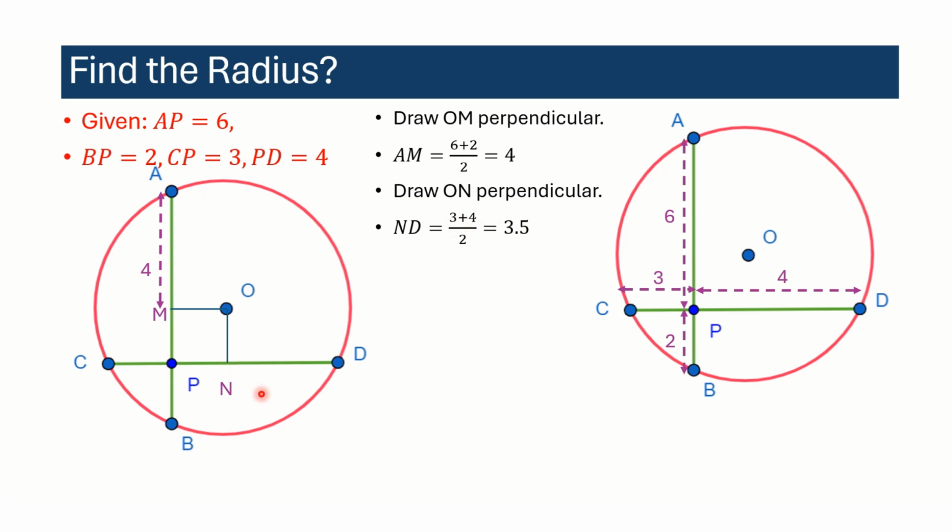Same thing, ND, that is this length, is equal to (3 plus 4) divided by 2, so 3.5 units. So this length I know is 3.5 units and I also know this length, that is 4 units. I can calculate this length NP. What will be NP? This total length is 4 units and this length is 3.5 units. This means this length is 0.5 units. So now I know NP is equal to 4 minus 3.5, that is 0.5 units.